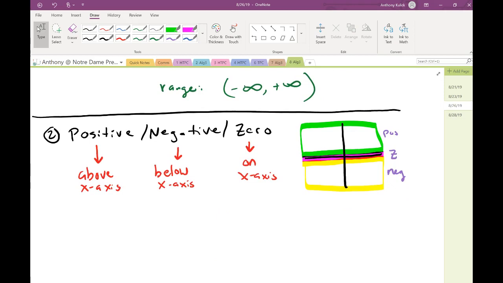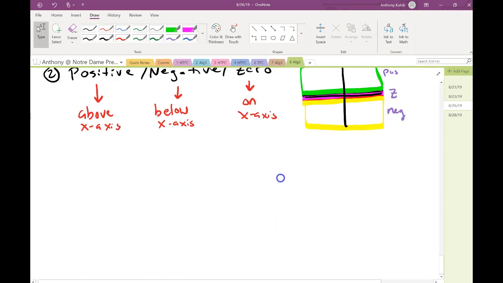Let's look at an actual example now. More often than not, when we're talking about positive, negative, and 0, we're going to be looking at a relation represented as a graph. So all of my examples here will be graphs. They need not be, but it's beyond the scope of this class to really ask you to deal with anything other than a graph.